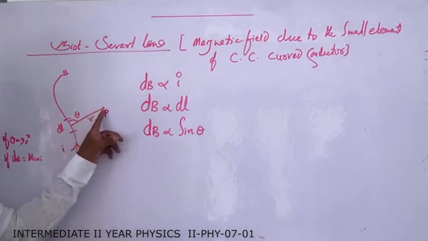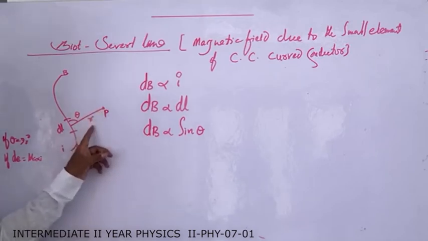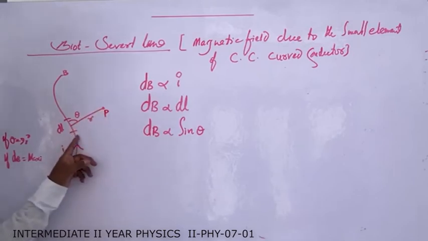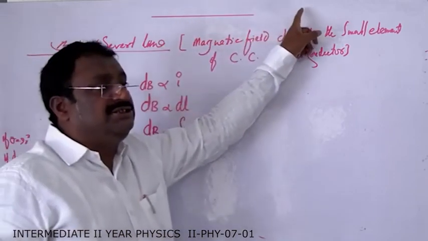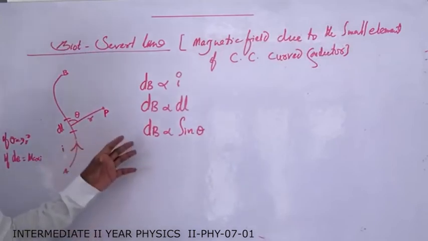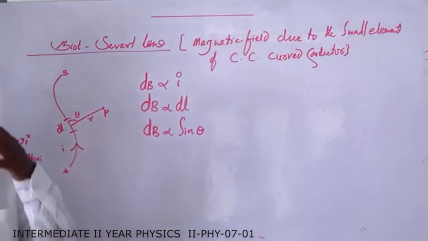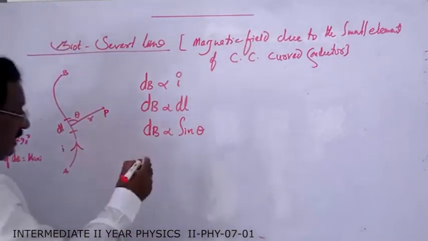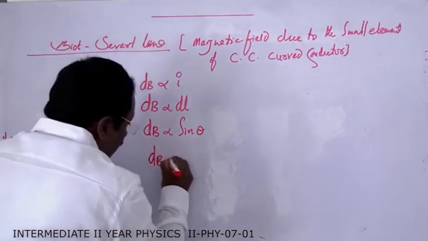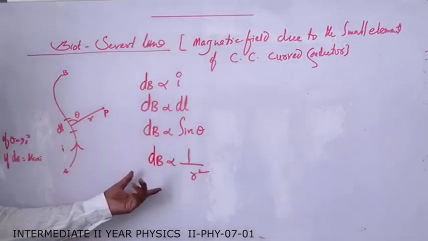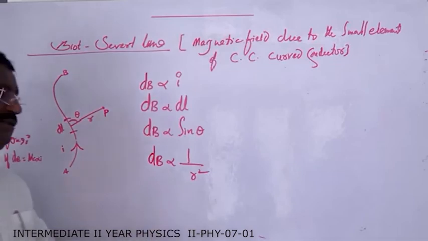It also depends upon the distance. If the point P is brought very near to the conductor, the field becomes infinite. If you take an infinite distance, the field becomes zero. So the magnetic field due to a curved conductor also depends upon the distance. It is inversely proportional to the square of the distance, the same as Coulomb's law.